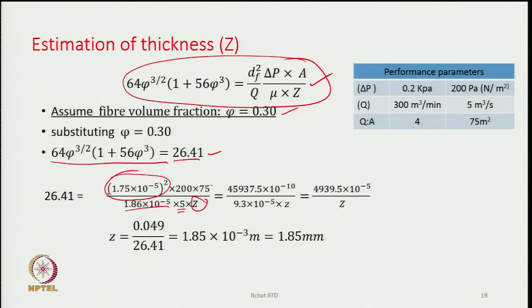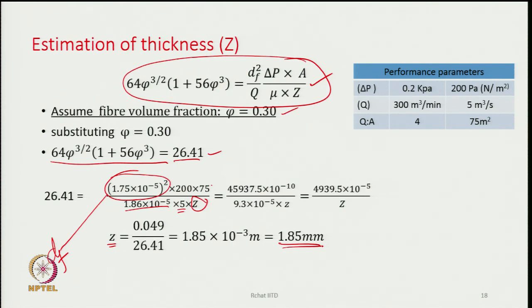Here this is the diameter of the fiber, dF, that is 1.7 times 10 to the power minus 5 meter. So, we can say what the corresponding denier of the fiber is. That is the initial assumption. You go with this, and the value of Z that we find out is 1.85 millimeter. That is, the thickness of the fabric in this case should be 1.85 millimeter.